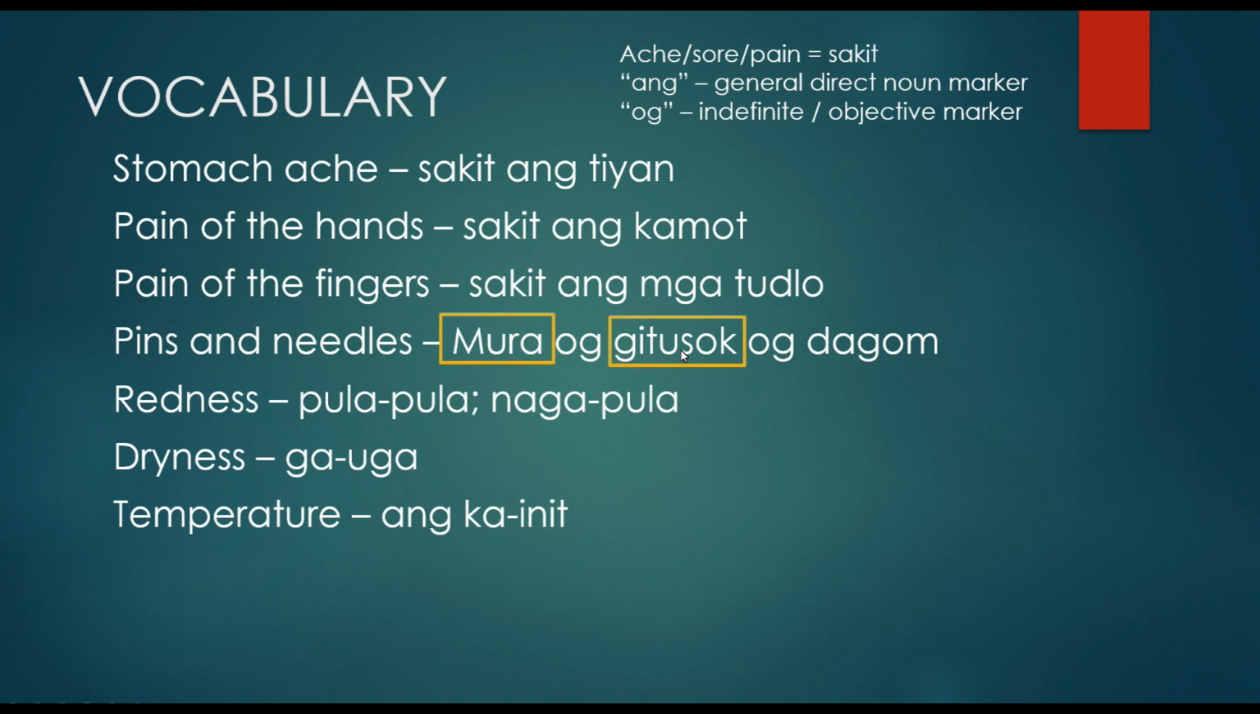Okay, next we have redness, pula or naga-pula. Pula means red. When you say redness, it's pula. Next, we have dryness. Ga-uga. Uga means dry. Next, temperature. Ang kainit. The root word here is init. Init means hot. Ang kainit means body temperature of the person.